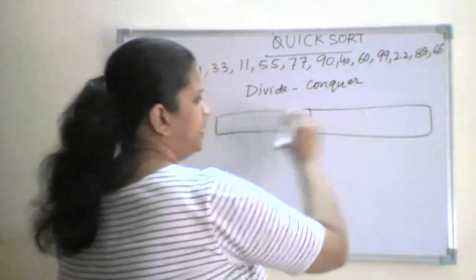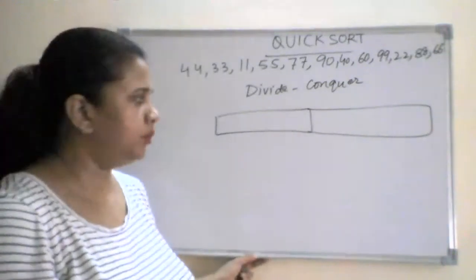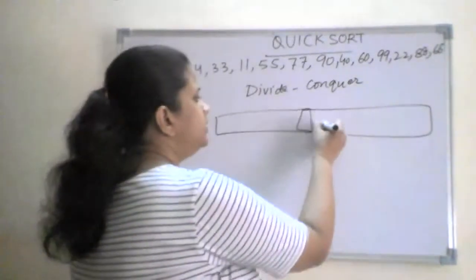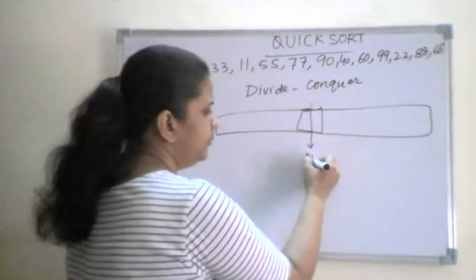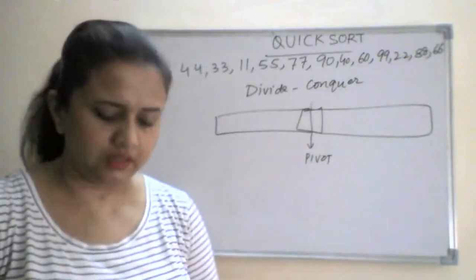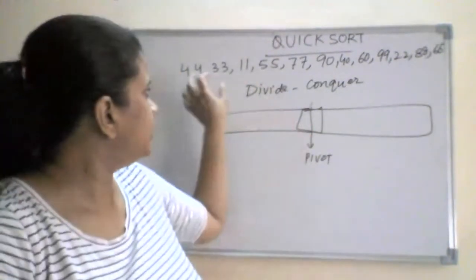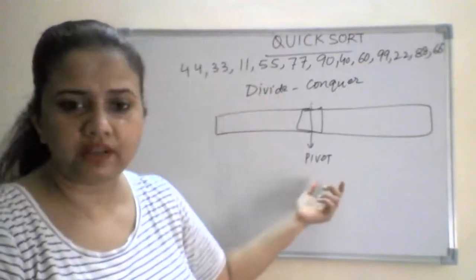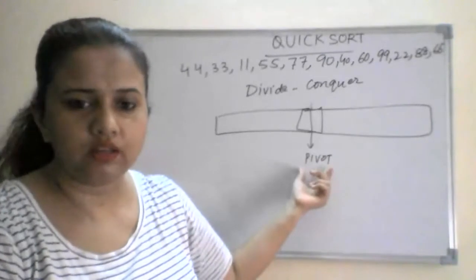Suppose I consider this as a single sublist. After a certain operation is performed on it, there will be one central element. We refer to this as a pivot element. Pivot element is a special element which can be chosen as a random element. So you can choose any element as a pivot element. With respect to this element, we'll try to sort our list.